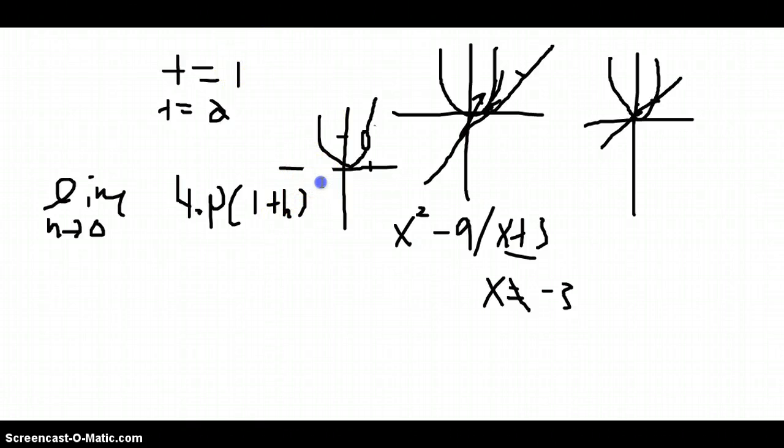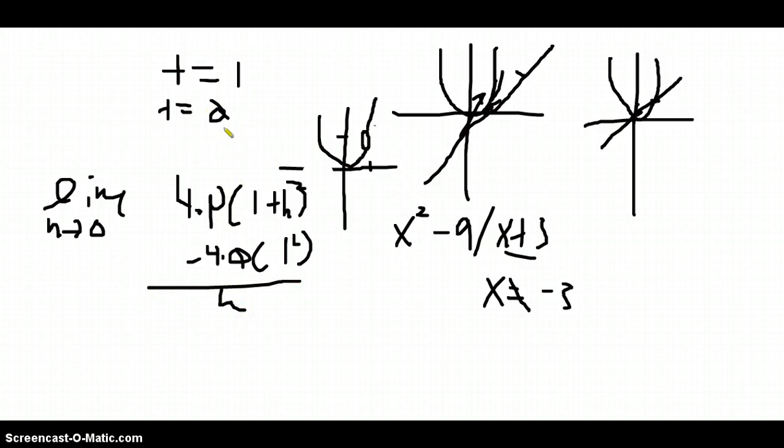Oops. The squared goes on the inside. And then I have minus 4.9 times 1 squared, all over h. H is basically what we did the last time when we found 2 minus 0, correct? That's the same as h, basically. And that's basically how you set it up for instantaneous velocity if you wanted to find that.